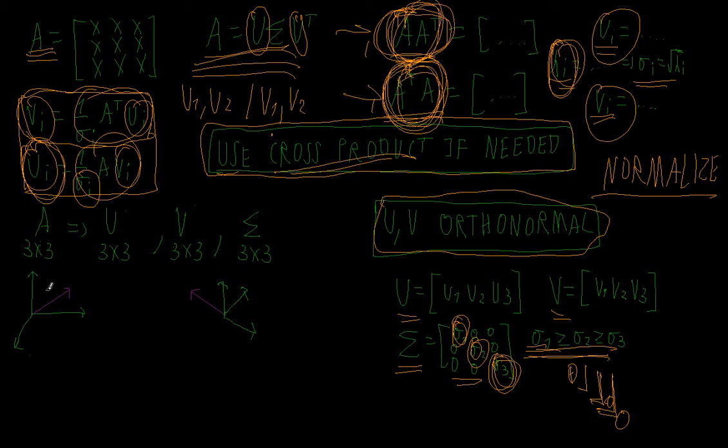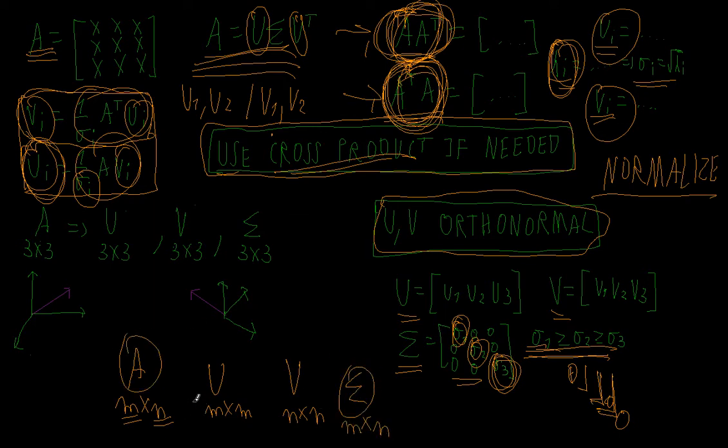And remember that if you have an m by n matrix A, where m is the number of rows and n the number of columns, your matrix U will be an m by m matrix, your matrix V will be an n by n matrix, and your matrix sigma will be an m by n matrix, so the same dimensions as A. So if you have a 3 by 3 matrix, U will be a 3 by 3 matrix, V will be a 3 by 3 matrix, and sigma will also be a 3 by 3 matrix. So all matrices will have the same dimensions.